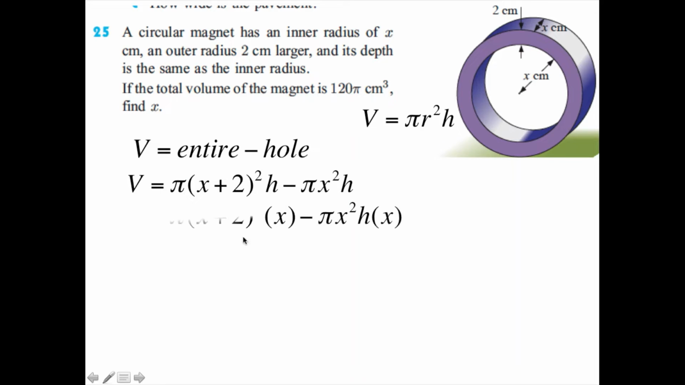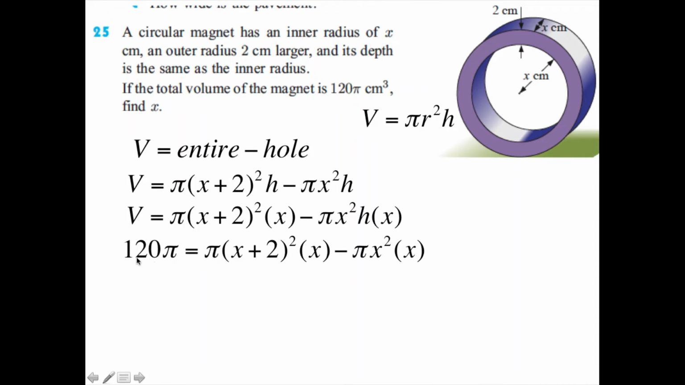So I'm going to simplify that some more. First of all, the h's I've replaced with x, because the height of the cylinder is x right there. It shows us there. So now we have this. All right, now I'm going to replace the volume with the 120 pi, because it tells us the volume of the magnet, just the purple part, is 120 pi. So that's what I'm going to put in here. 120 pi is the entire thing minus the hole in it, right? So 120 pi equals this.